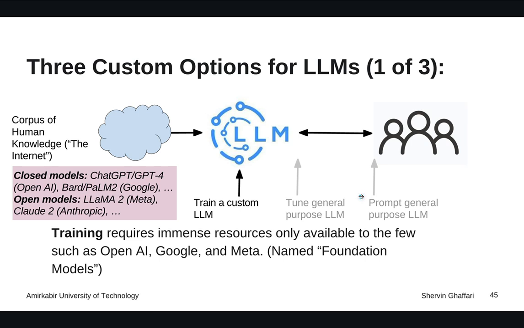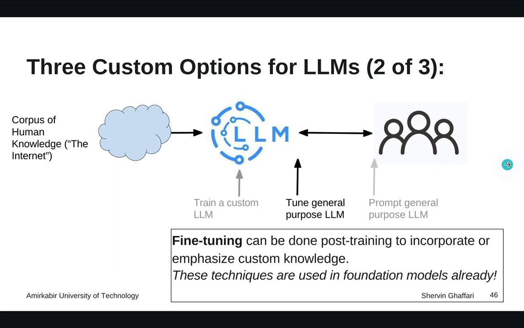It is not feasible for most because you have to train a large language model from scratch with billions or millions of parameters, which is really computationally expensive and requires high performing GPUs to run these models, and also immense resources and data sets to perform such tasks. But you can also tune a general purpose LLM, which means further tuning a foundational model which was previously pre-trained on massive data. This can be done by post-training or incorporating, emphasizing custom knowledge.